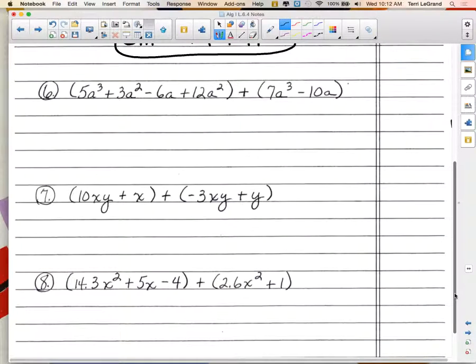How many polynomials are being added? 2. Because there's addition between the two polynomials, we have permission to drop the parentheses.